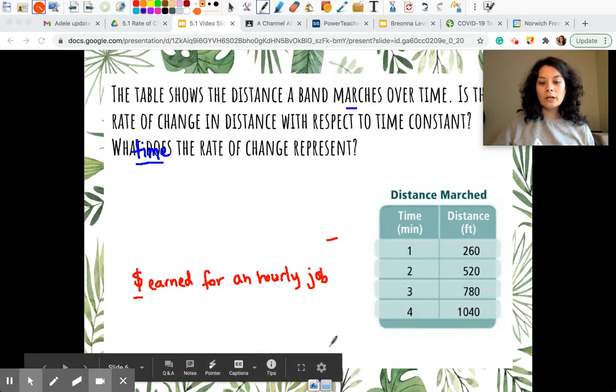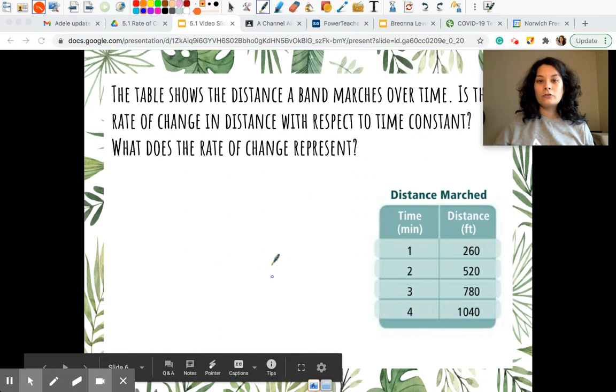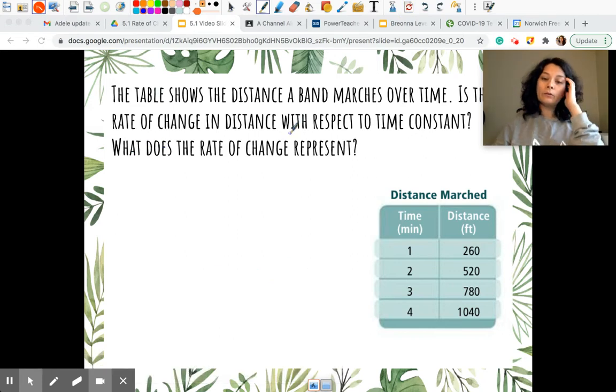So let's actually apply our rate of change formula and calculate the rate of change for a table of values. This is one common example in which you may be asked to calculate the rate of change. It says the table shows the distance a band marches over time. Is the rate of change in distance with respect to time constant? That's one of the questions we're being asked. We're also asked, what does the rate of change represent?